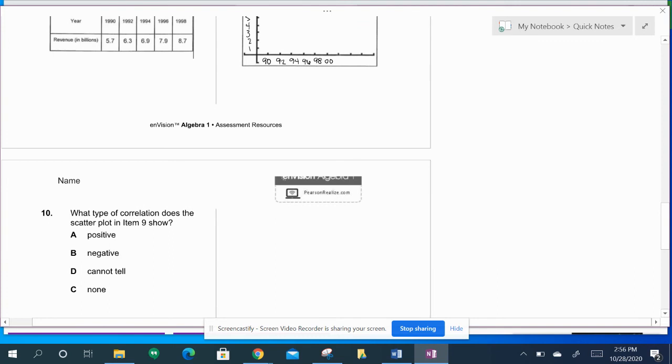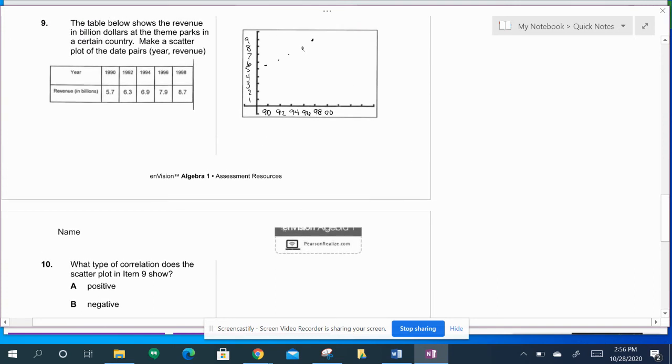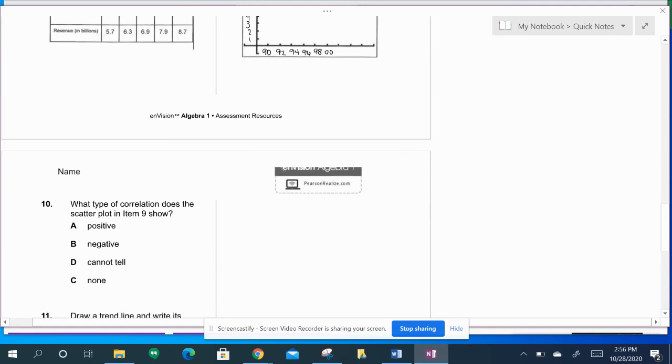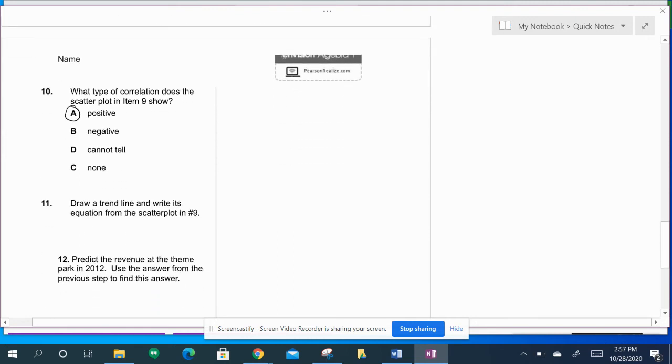Question 10 then says, what type of correlation does that scatter plot show? And so when I look at that and I imagine drawing a line there, it would have a positive slope. So that tells me this is a positive correlation. 11 then says, draw a trend line and write the equation from that scatter plot.